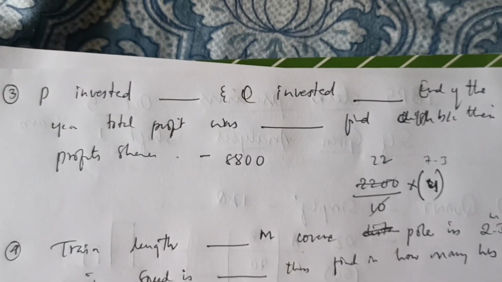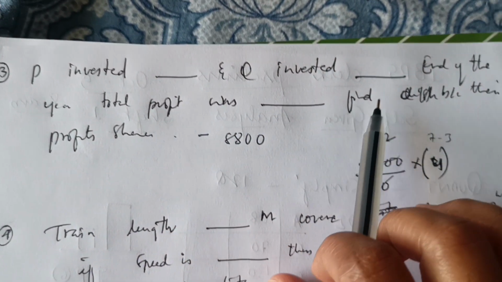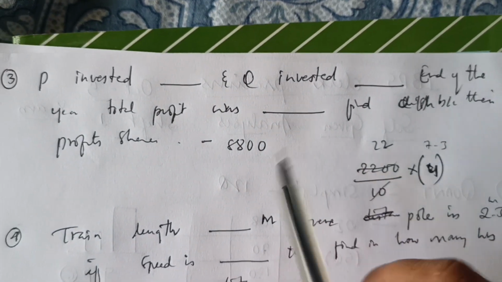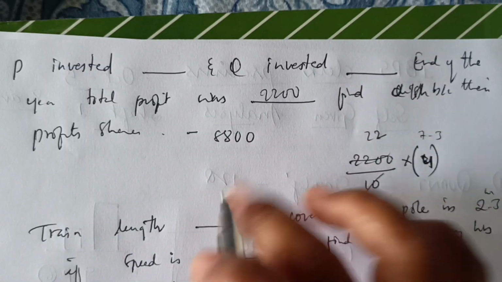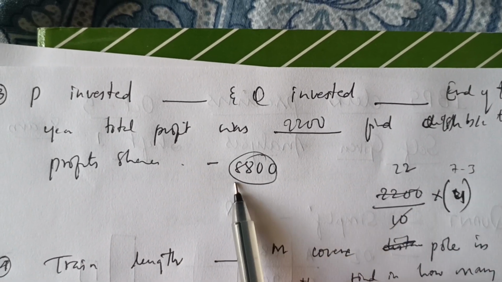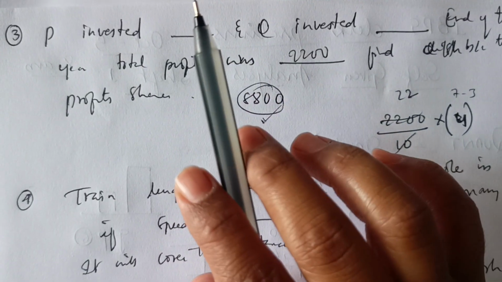This was the partnership. P invested some amount and Q invested some amount. At the end of the year, the total profit was, I think, 2200. They asked to find the difference between the profit shares. I'm not sure whether the answer for this is this one or not. It was exactly like this, but I'm not sure about the data.